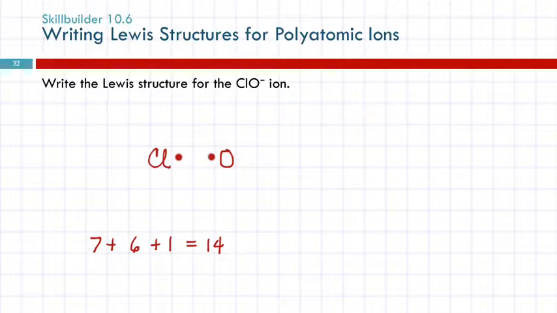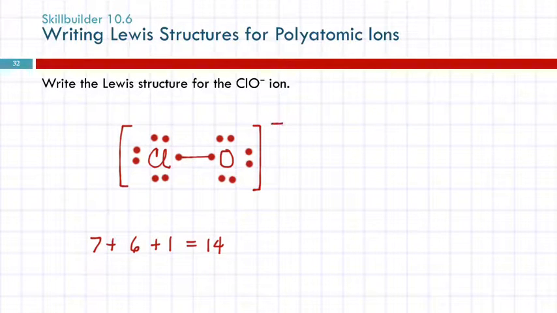So we're going to put 2 there to bond them together, and then we'll start spreading the joy. So there's 2, 4, 6, 8, 10, 12, 14. I used up all my electrons. Is everybody happy? Yes. Trick question. Everybody meaning the chlorine and the oxygen. Not everybody in the room. That would be impossible. And then I'm going to put brackets and a charge on the outside. Any questions? This is something you have to practice.